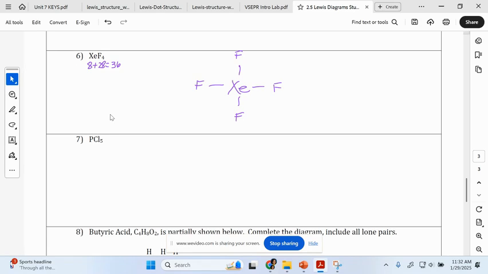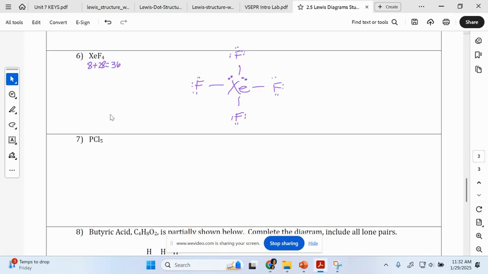So at this point, I have 8 electrons placed, 10, 12, 14, 16, 18, 20, 22, 24, 26, 28, 30, 32, 34, 36. Yeah, that is weird.